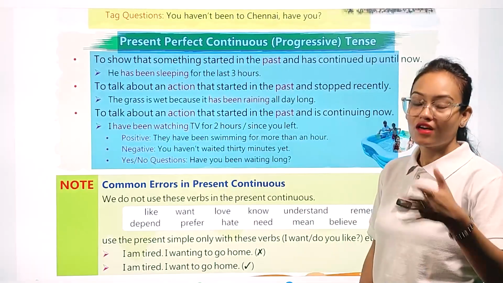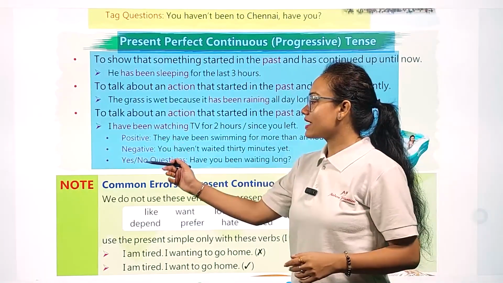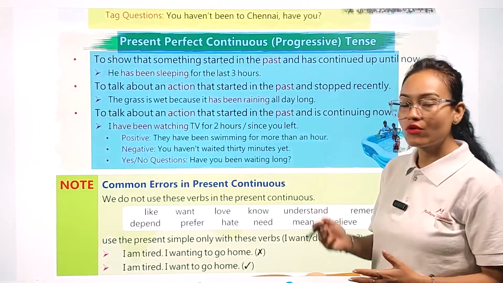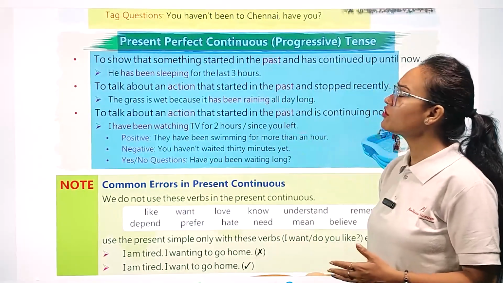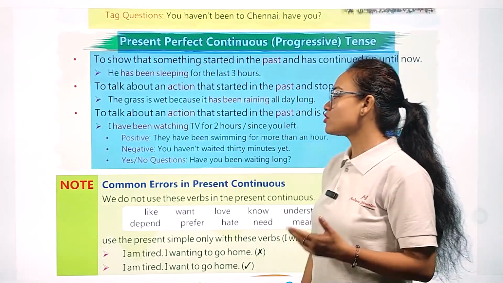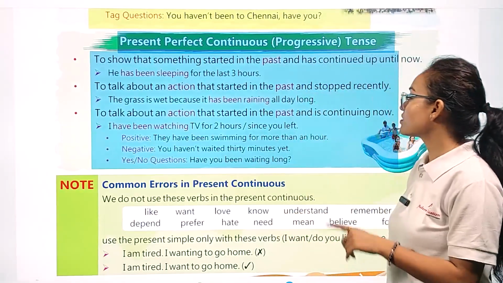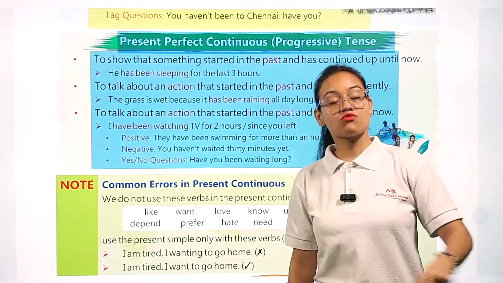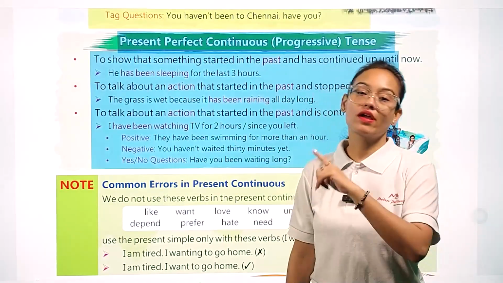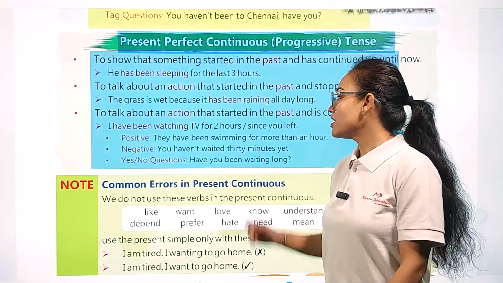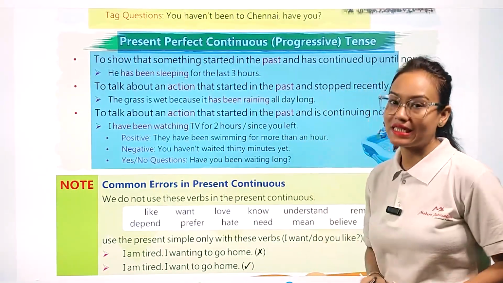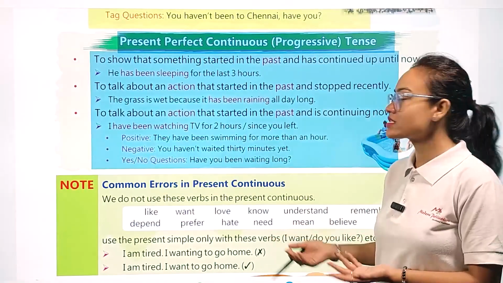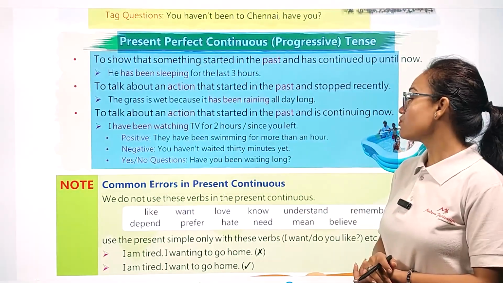Still I'm watching TV. Okay, so in positive, negative, and interrogative sense, how are we going to convert our statements in the form of present perfect continuous? So let's see, in the positive sense: they have been swimming for more than 1 hour. Means for the last 1 hour they have been swimming. Means till now the swimming activity is still going on. Then comes negative: you have not been waiting for 30 minutes yet. And in interrogative sense, how are we going to express it? Have you been waiting long?